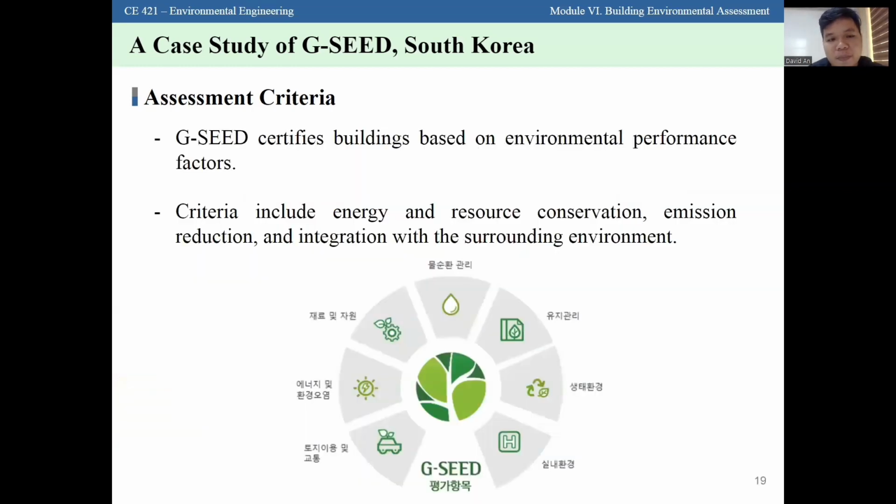GSEED has many criteria, including energy and resource conservation, emission reduction, and integration with the surrounding building. Here are just the criteria, but it's in Korean. Let's move to the next slide.